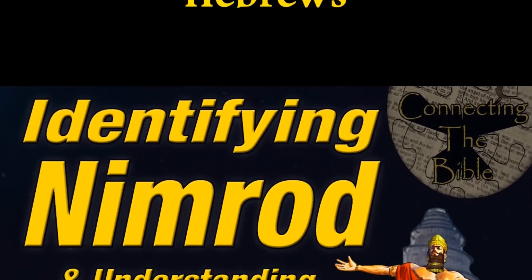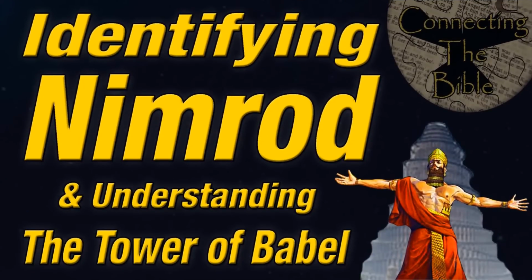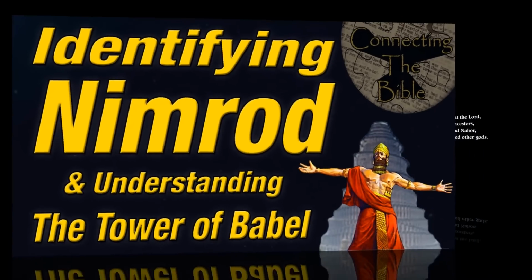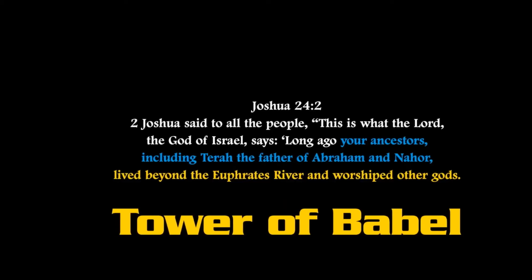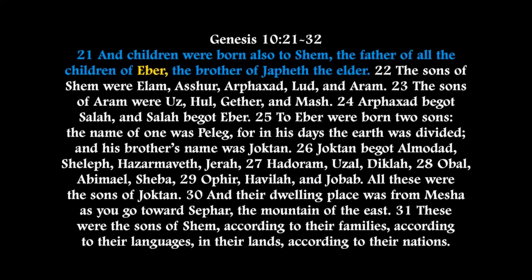If you watch my video on Nimrod, you'll know that the people were in open rebellion against God by replacing him by worshiping other celestial gods. This verse in Joshua reveals what happened at Babel. Their ancestors, including Terah, the father of Abraham, lived beyond the Euphrates River and worshipped other gods. This is talking about what happened at the Tower of Babel. So if we go back to the other slide, this becomes deeply significant that Eber is singled out here, and that Shem is described as the father of the children of Eber. Remember, Eber became the name for the Hebrew people, the name of God's chosen people.